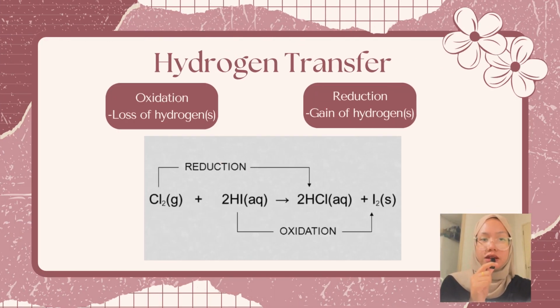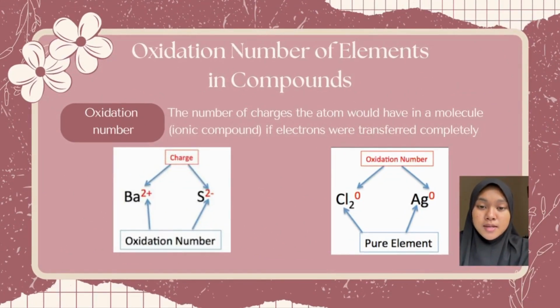Oxidation is when a substance loses hydrogen, while reduction is when it gains hydrogen. In this reaction, Cl2 reacts with hydrogen ion to form HCl and iodine. Cl2 is reduced by gaining hydrogen, while I- is oxidized by losing hydrogen. So next, oxidation number of element in compound.